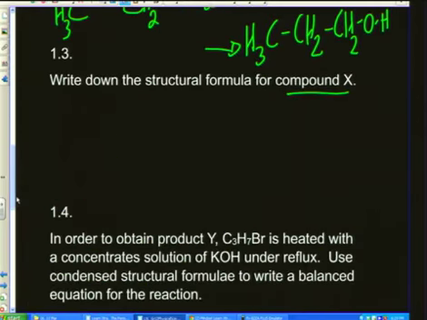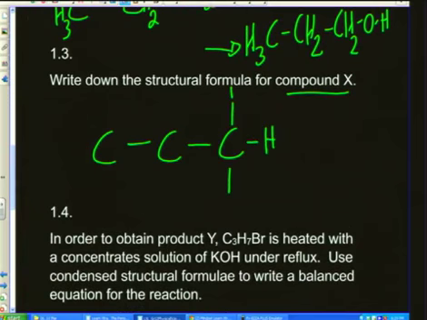Write down the structural formula. Structural formula must show all the bonds, and that means C3H8.